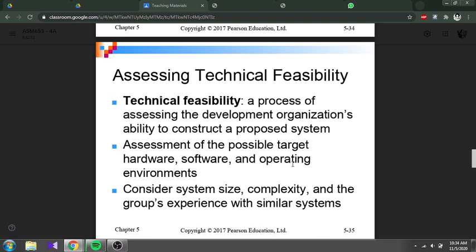Consider system size, complexity, and the group's experience with similar systems. So you have to consider how big the implementation of the system is. Does it involve all of the staff or all of the employees in the organization? How complex are the changes or the transition? And the group's experience with similar systems: do we have experienced people who can handle or troubleshoot the system if the system has a problem in the future? Okay.